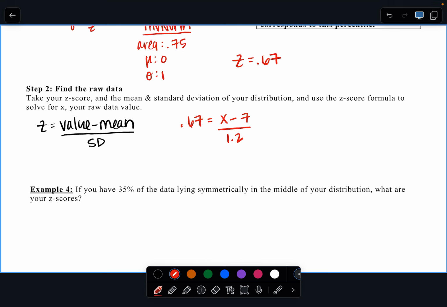Okay, so if I want to solve for x, what is the first thing that I do? Times 1.2. Times 1.2. That should give me 0.804. And here's my Algebra 2 brain as a teacher. Could I have added 7 first? No, you cannot add 7 first. You cannot. Order of operations.